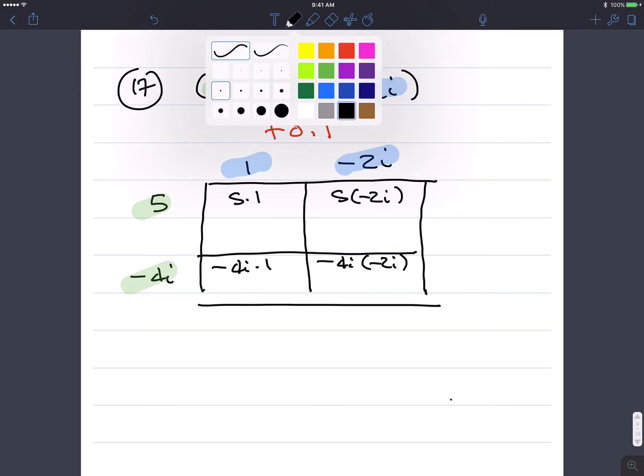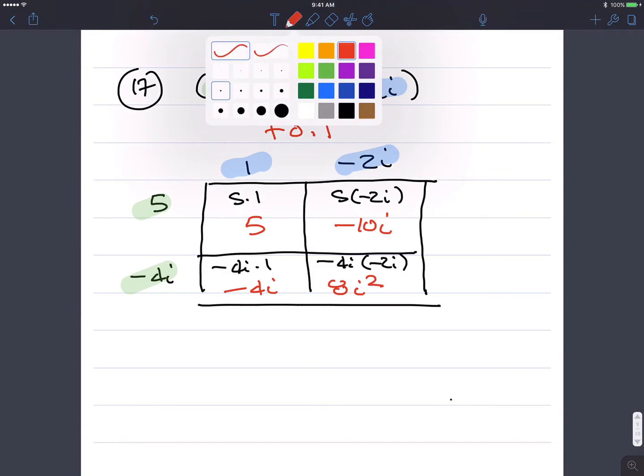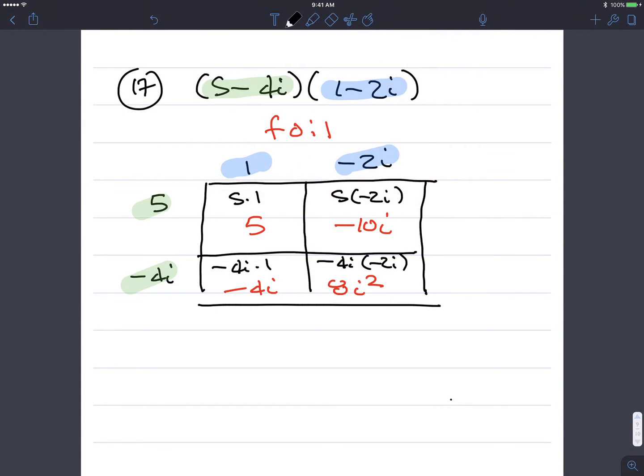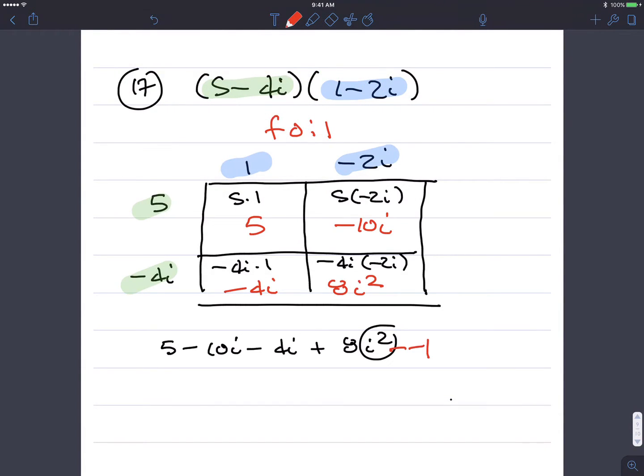We'll get 5, negative 10i, negative 4i, and 8i squared, because a negative 4 times a negative 2 is 8. It's positive 8. Negative times negative is positive. i times i is i squared. 5 minus 10i minus 4i plus 8i squared, where i squared has the value of negative 1.